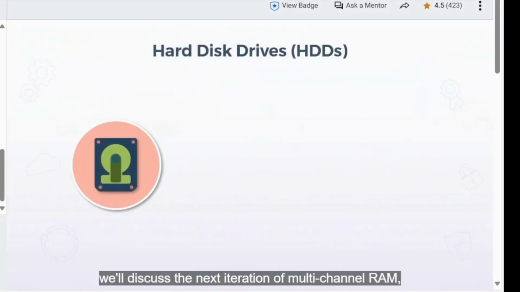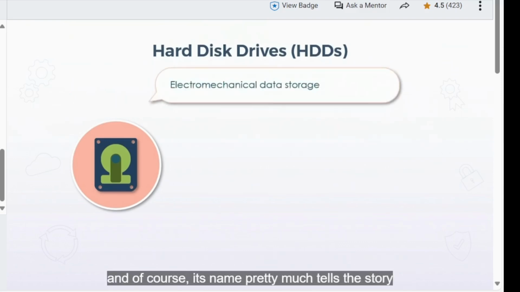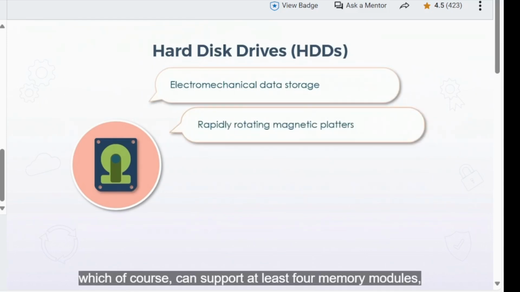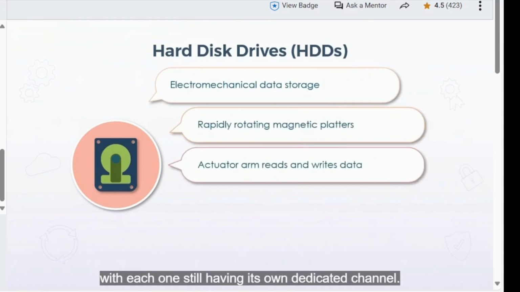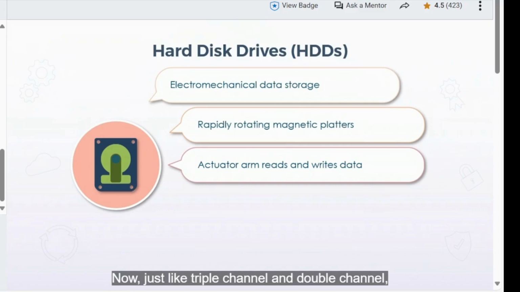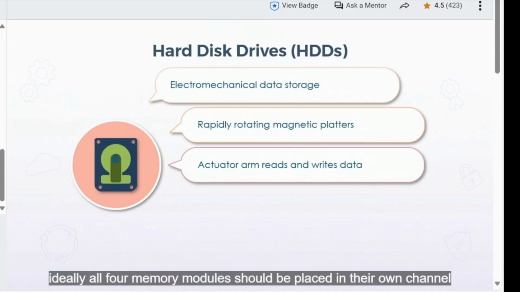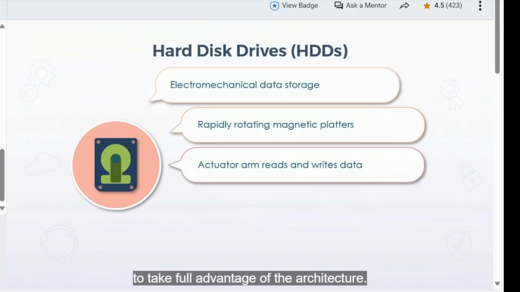In this presentation, we'll take a look at hard disk drives, which implement electromechanical data storage, which is quite simply a reference to the fact that they have moving parts, including rapidly rotating magnetic platters and an actuator arm that moves back and forth across the surface of the disk while it spins. At the tip of that arm is a read-write head that applies an electrical charge to write data and senses that charge when reading data.